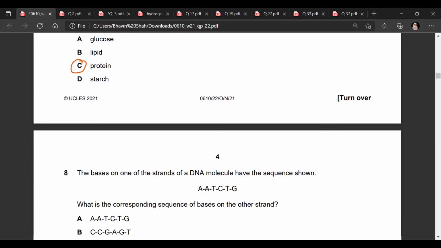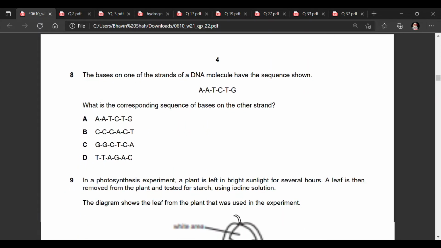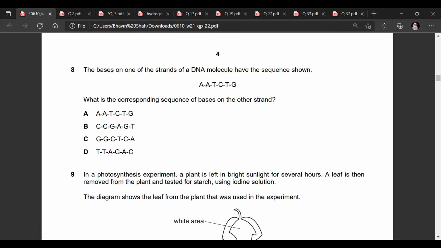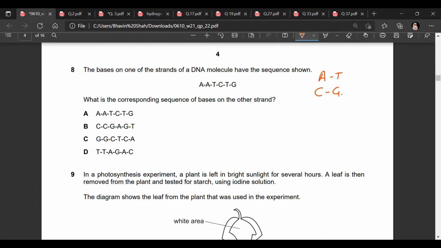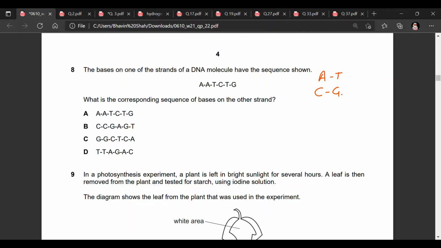Okay. Now, coming to the eighth question, the bases on one of the strands of the DNA molecule have the sequence shown. Adenine, adenine is how you read it, but for exam purposes, you always need to remember A, A, T, C, T, G, and the bonding we have already done earlier, A to T and C to G. What is the corresponding sequence of bases in the other strand?